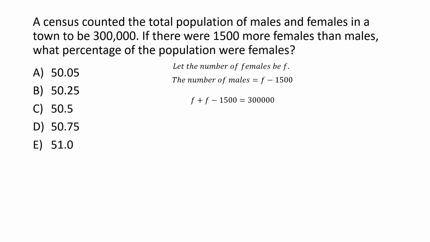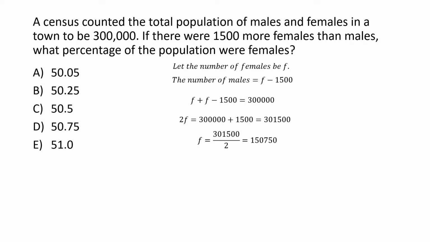And from this, we have essentially 2f. Then we take the minus 1,500 over to the right-hand side, so it becomes plus 1,500. So on the right-hand side, we have 300,000 plus 1,500, which comes to 301,500. Then we can find f by dividing this by 2. It's a pretty large number, so I have to do some math, and we come up with 150,750. So this is the number of females.